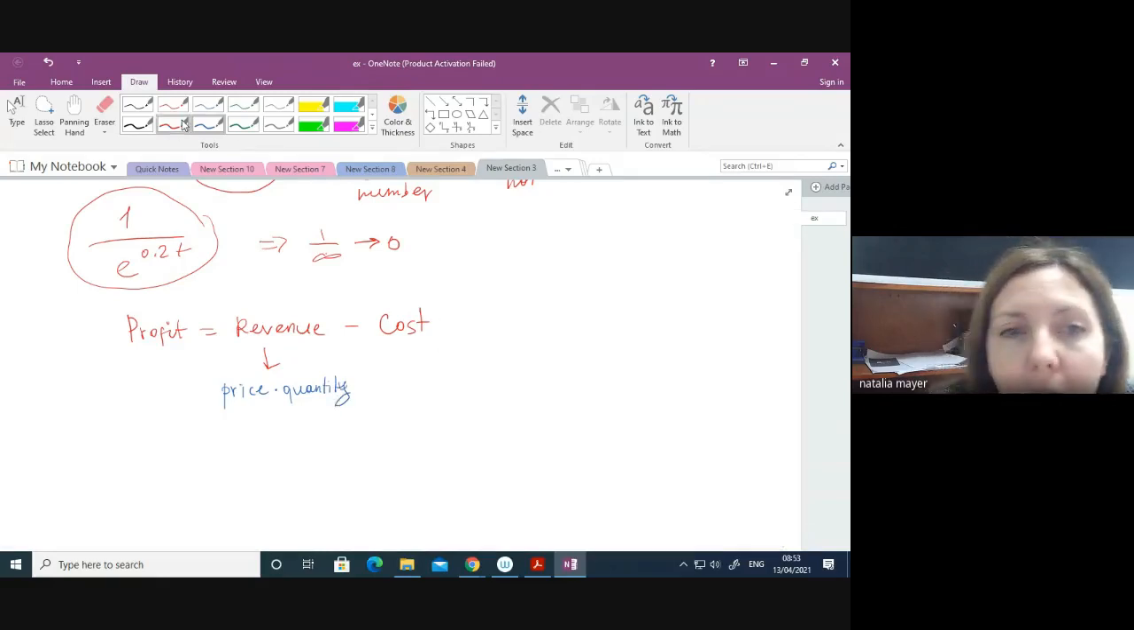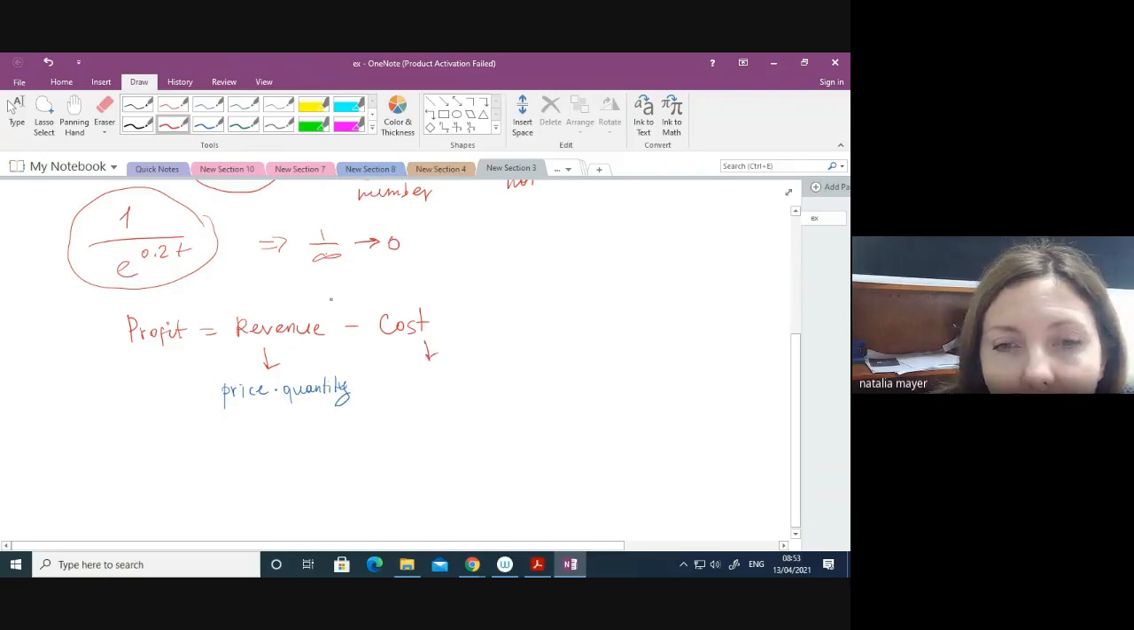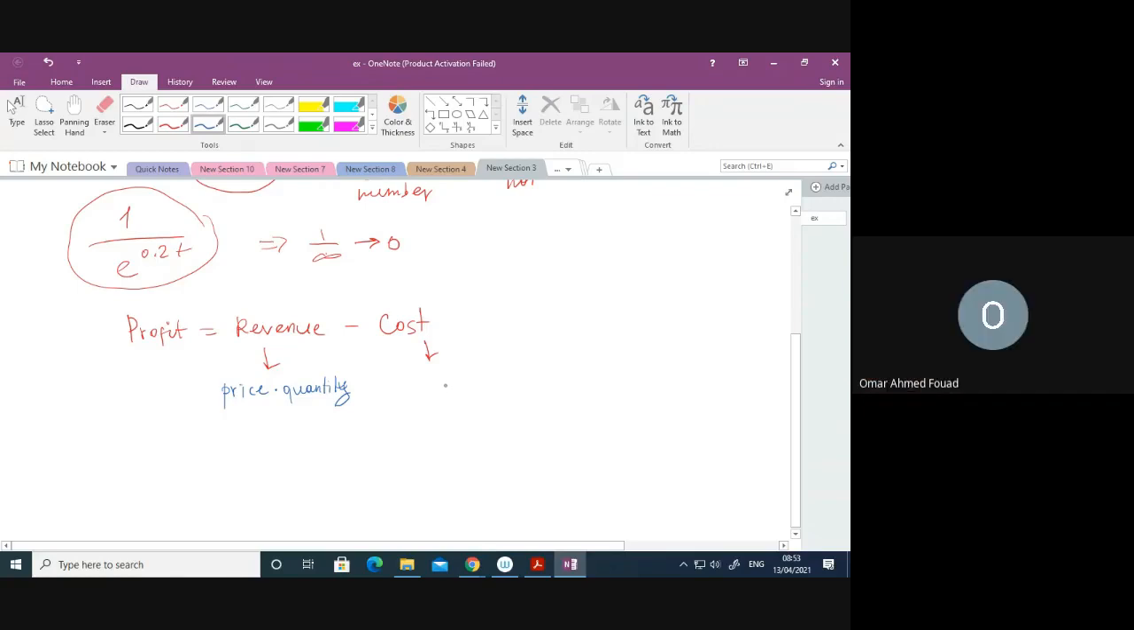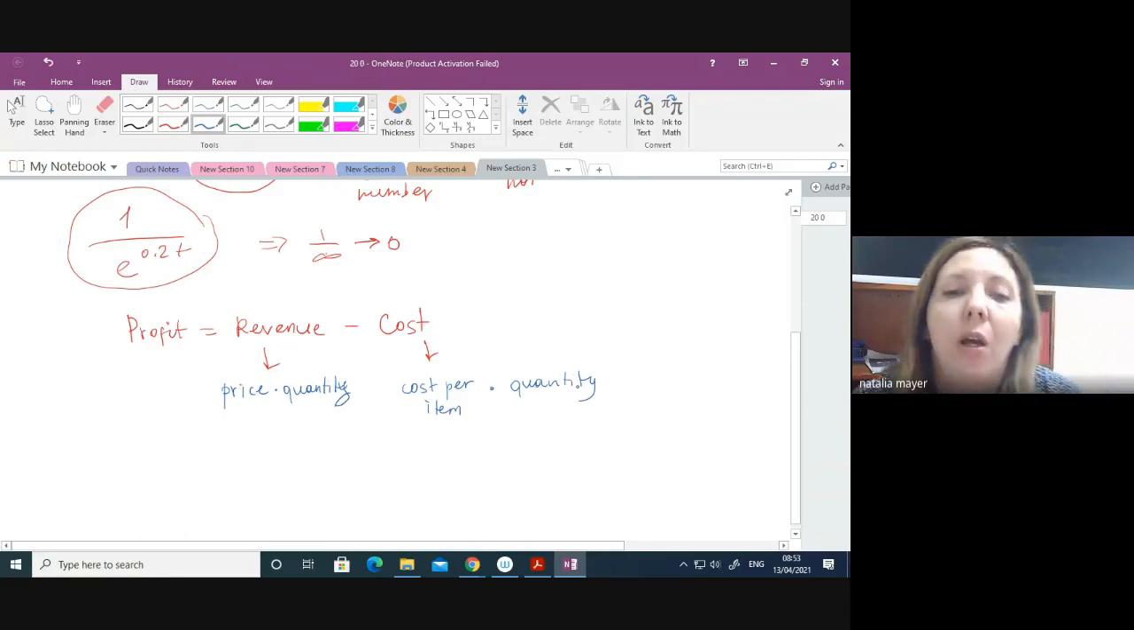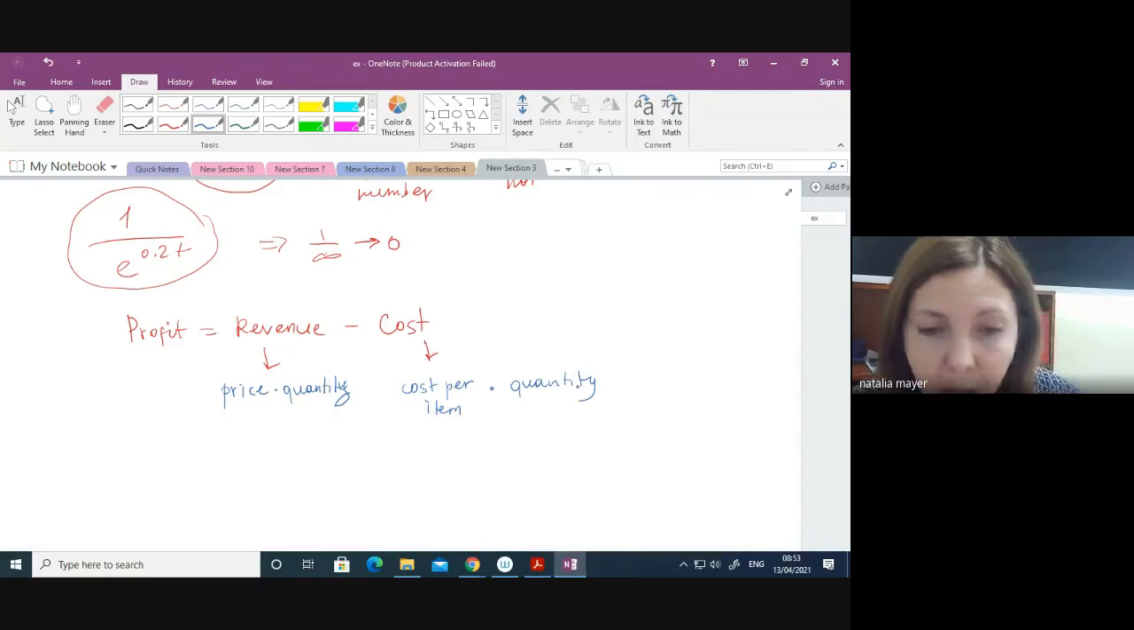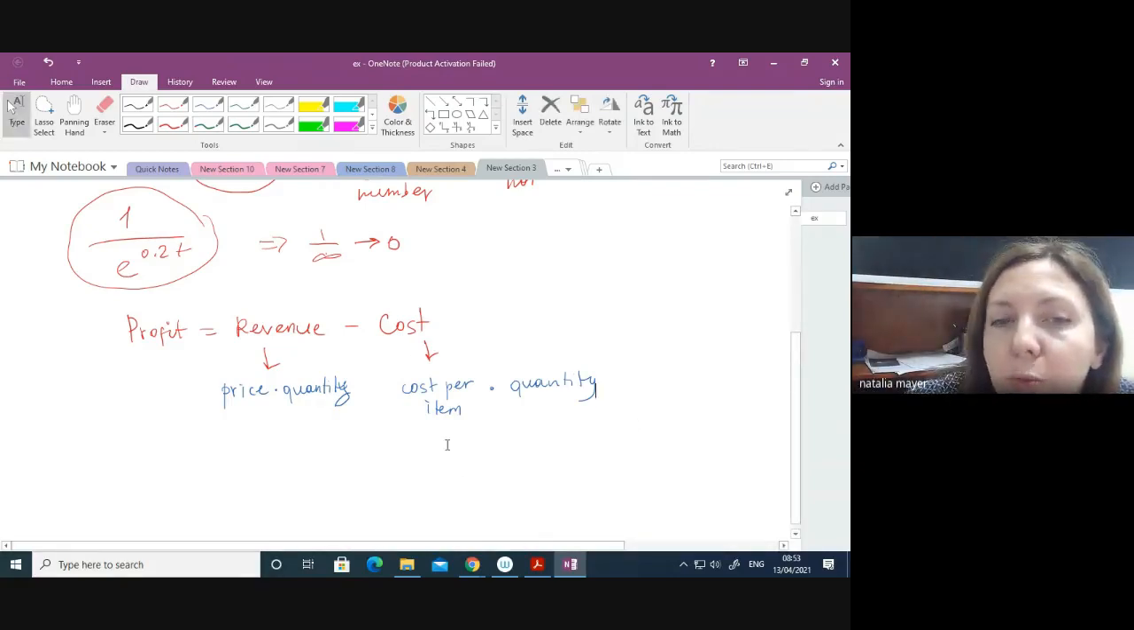Okay. And what is the cost of all the items that you are selling? Cost of production times quantity. Yeah. So basically, it's the cost of one item, cost of production per item times quantity. All right. So let's see what we have in the function and what we need to model in order to have the profit function.